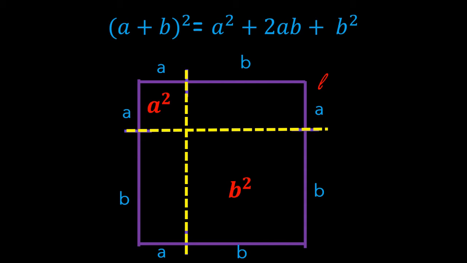And now let us look at the two rectangles which are on top and bottom. And if you see, its length is b and its breadth is a. So its area will be a into b or b into a, which is again ab. Thus the area of this square is a square plus 2ab and b square. And by this we derive that (a plus b) whole square equals a square plus 2ab plus b square.